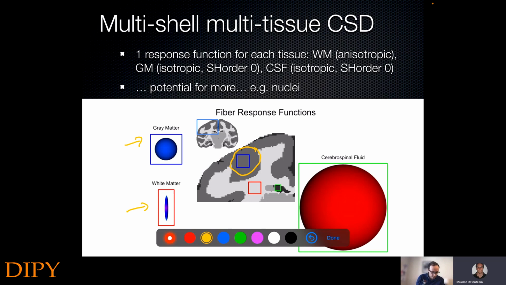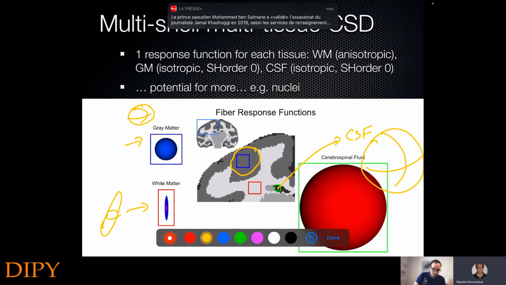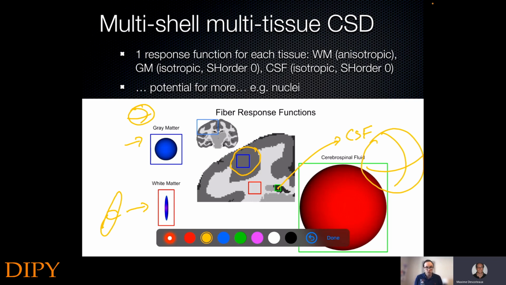We're still going to have our elongated diffusion tensor as a good model of single fibers in the white matter. And we're going to have a third compartment, which is CSF, which here is a big sphere. Right? So we have a small sphere for the gray matter, our standard diffusion tensor for single fiber populations in the white matter, and a big sphere for CSF. And the multi-shell, multi-tissue spherical deconvolution will take all these different response functions to reconstruct a white matter fiber ODF, a CSF fiber ODF, and a gray matter fiber ODF.